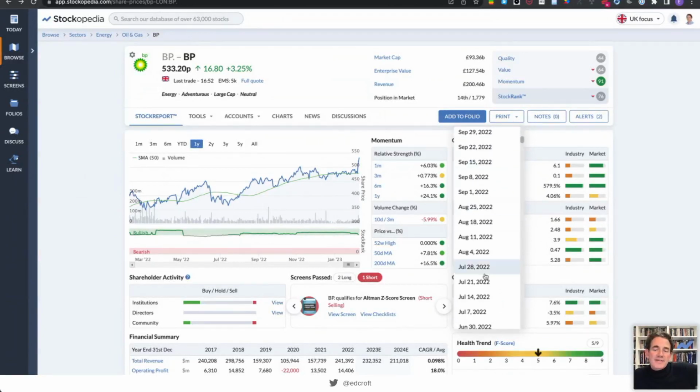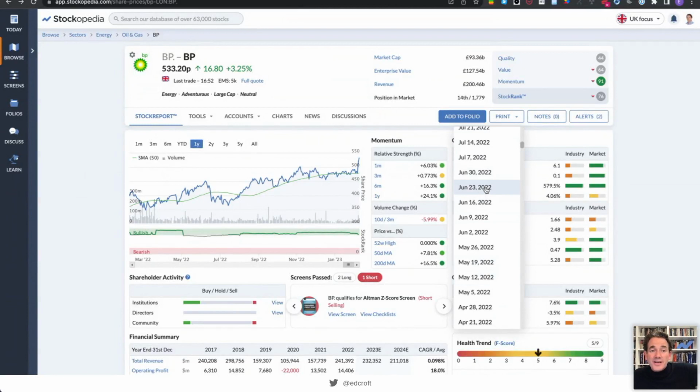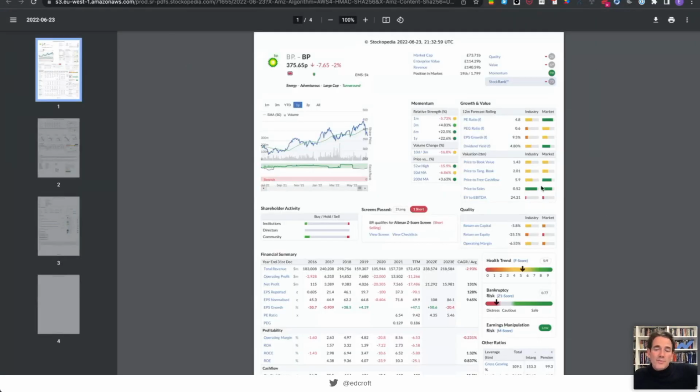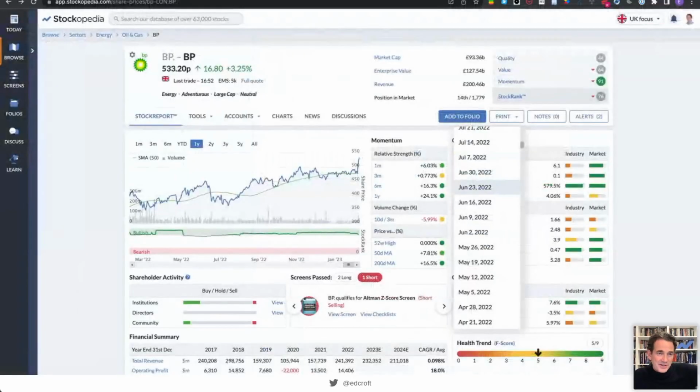One thing I would say is, if you want to see what the F score was in the past, just go and click for a historic report. If you want to see what the momentum rank was in the past, click for a historic report. They're not as pretty as the web version, but you can see the data, and I think that's really valuable. So you can almost build your own chart if you like.